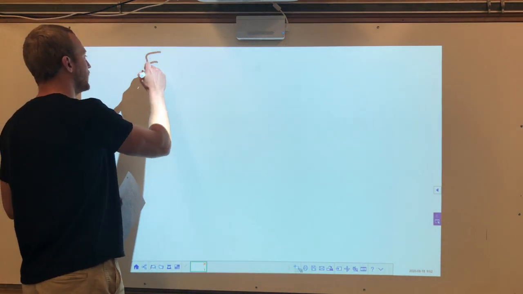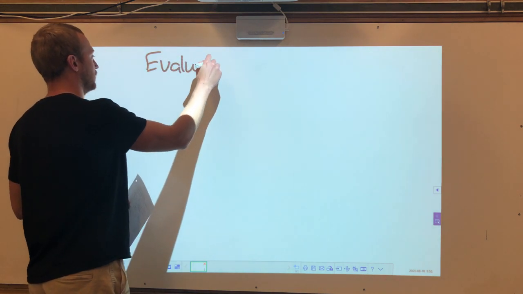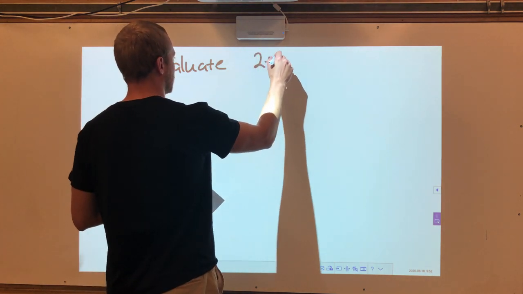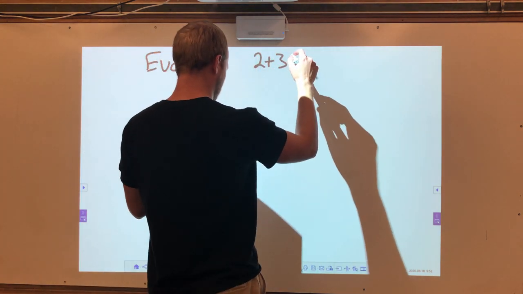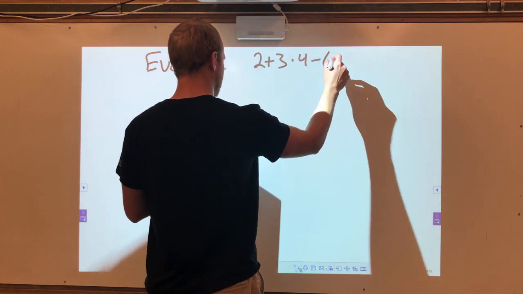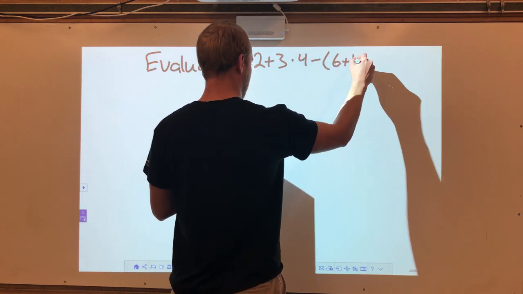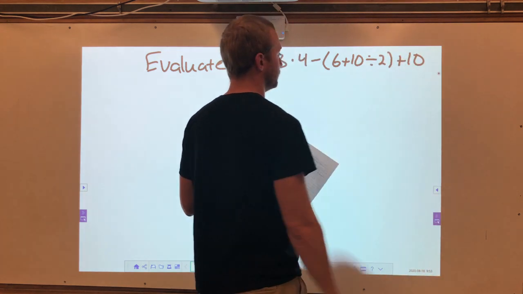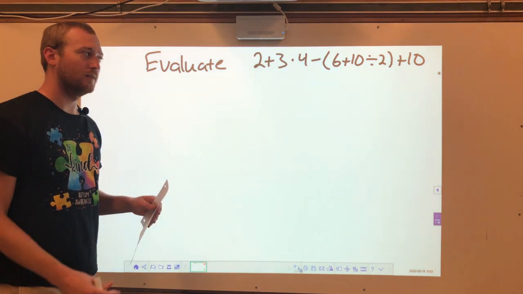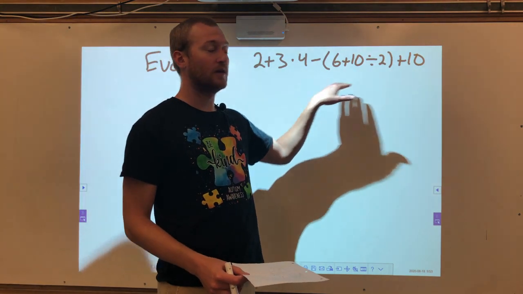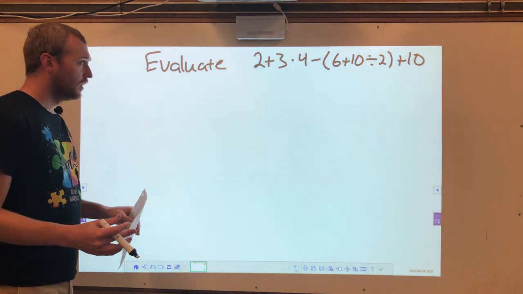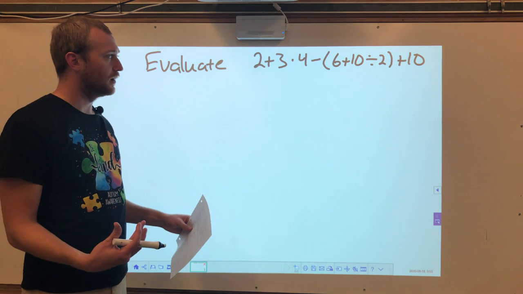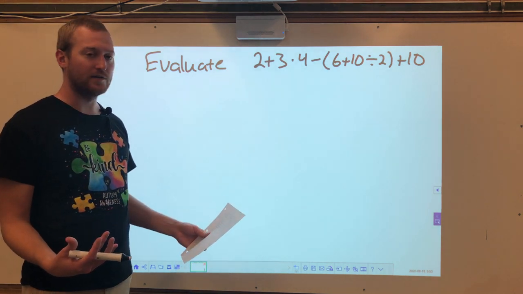So let's evaluate the following algebraic expression. Let's do 2 plus 3 times 4 minus, in parentheses, 6 plus 10 divided by 2, plus 10. It's really important that we have those parentheses there. We'll see why later. Now, this is a pretty big algebraic expression, and we're trying to find the value of it. We might not really know where to start.